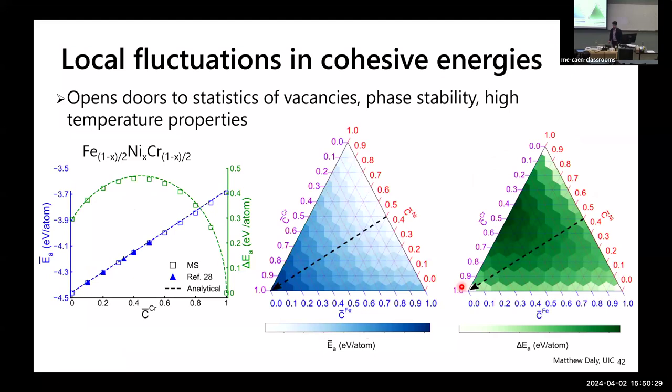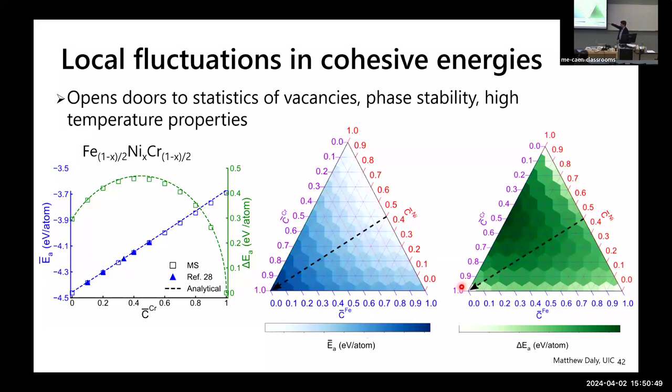We can try this out for something as simple as cohesive energies. So here's the cohesive energy maps for an iron nickel chromium system, which is meaningful for us because it represents a stainless steel matrix. You can see that our model matches our ground truth, which is our molecular static simulations, very well. The markers and the dashed lines are on the left-hand side of this image.